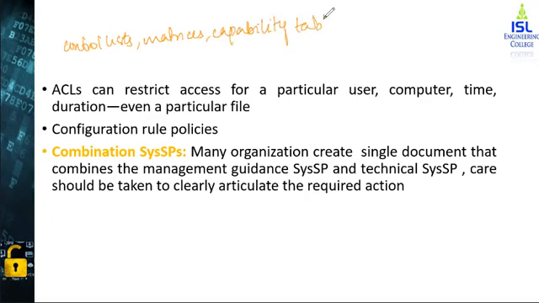This access control list, we have studied in operating systems, so you are aware of it. You're going to have different capability tables that show what privileges are given to users for a specific system. So an ACL can restrict access for a particular user. That is, one user might not be able to access some specific files within a computer. The timing, duration, or even a particular file, it is going to restrict all these different actions.